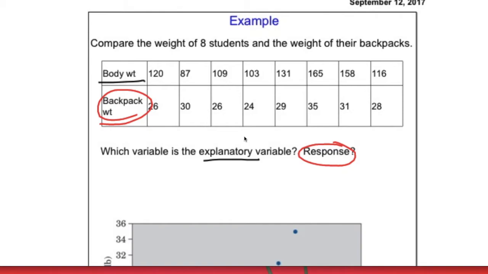So in that case, the body weight is the explanatory variable. The backpack weight is the response variable. And again, think of it quite literally. Your body weight explains the weight of your backpack. Okay, so body weight explains the response variable, the backpack weight.